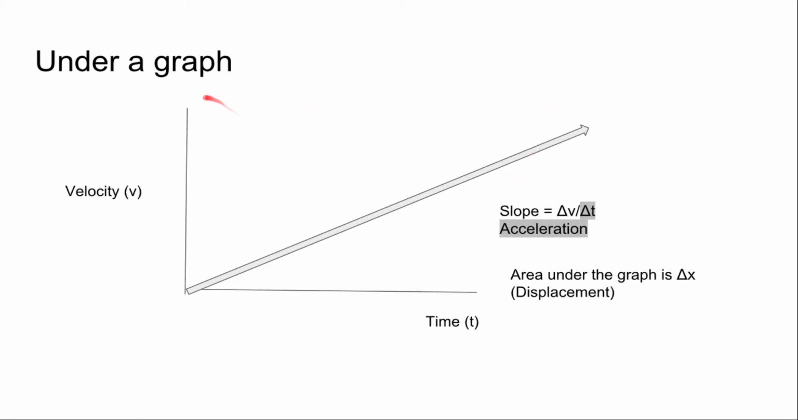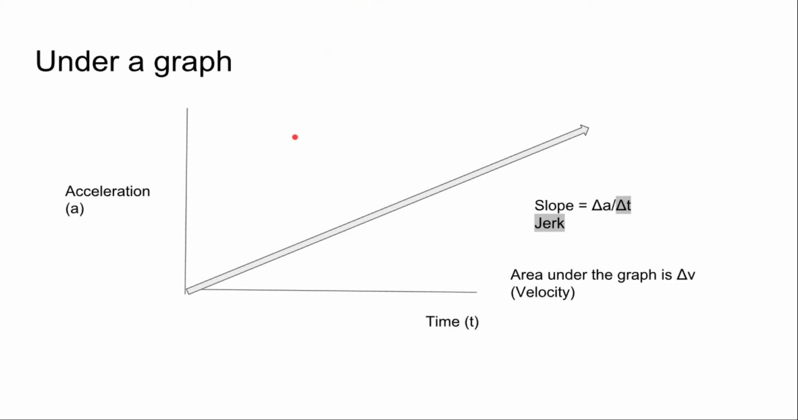So now, what if you have velocity instead of position on the y-axis? Here's what you do differently. To find acceleration in this case, it's going to be the slope of this line, which is delta v over delta t, using our rise over run. And now, the area under the graph is delta x, which is the change in position or displacement. So going from time here to time there, the area under here would be the actual displacement.